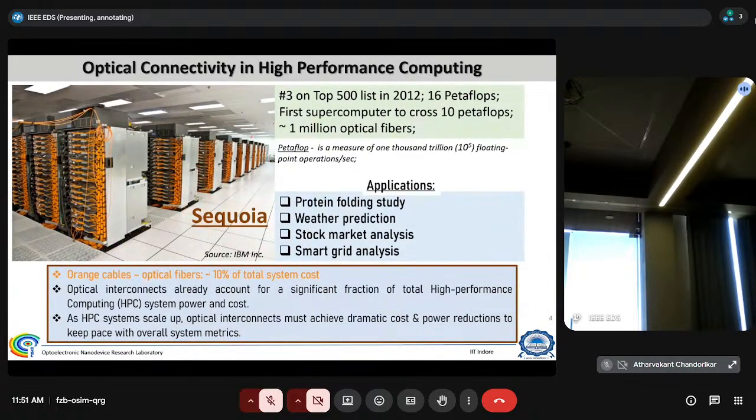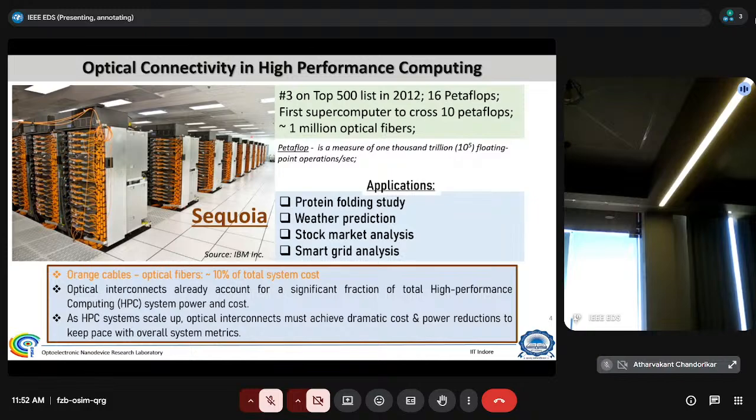This picture is from the Sequoia. It was a supercomputer developed by IBM. And at that time in 2012, it was number 3 in the Top 500 list. And it could do 16 petaflops. Petaflop means how many thousand trillion floating point operations per second it could do. And it used 1 million optical fibers. And you see here, all these orange things are optical fibers basically.